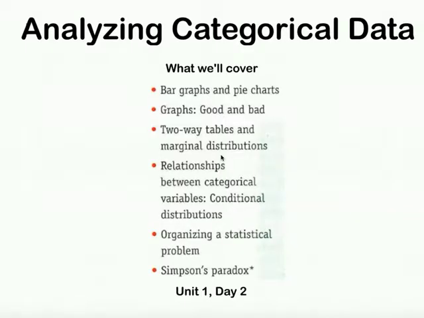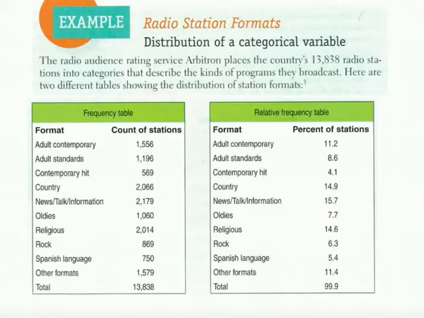Next, we're going to move on to analyzing categorical data. The first example that we have is an example of distribution of a categorical variable. And so it has to do with radio station formats. So it says the radio audience rating service, Arbitron, places the country's 13,838 radio stations into categories that describe the kinds of programs they broadcast. Here are two different tables showing the distribution of station formats.